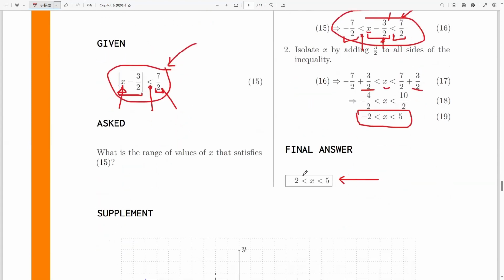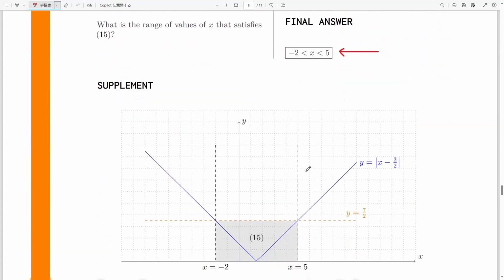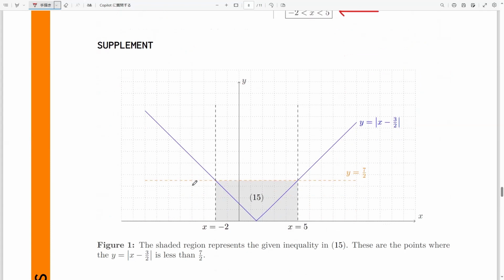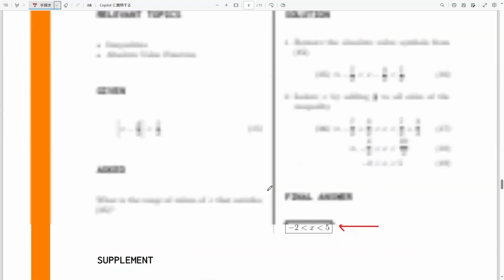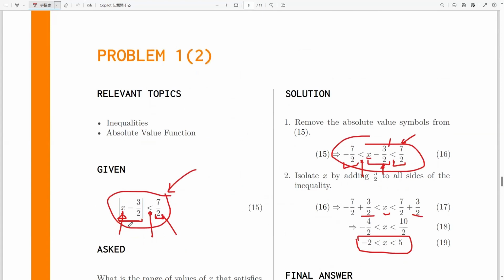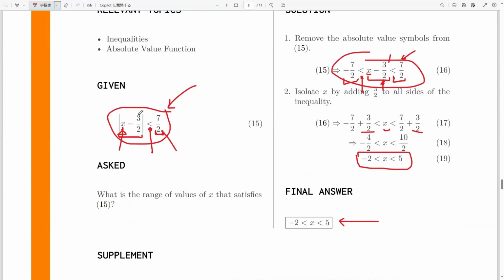Now, here I just try to graph it for you. The way we do this is first the absolute value expression. That's this blue one here. If you graph that, that's going to look like this. And 7/2 is this orange one here. Now the expression that we're looking at, the inequality says that the absolute value must be less than 7/2.